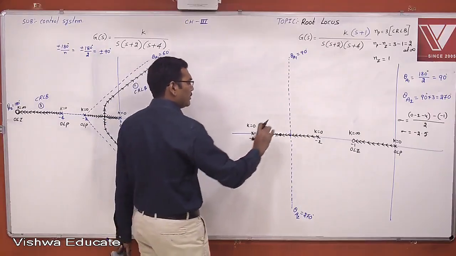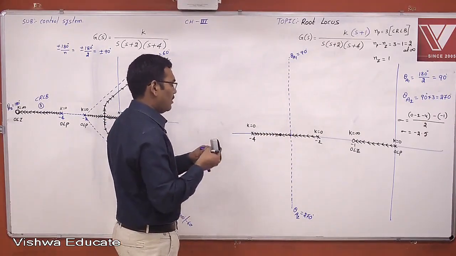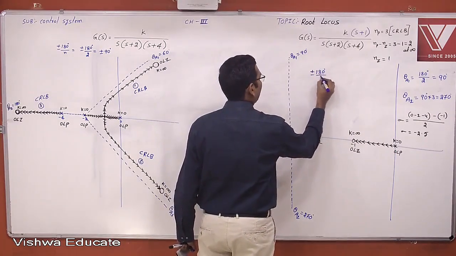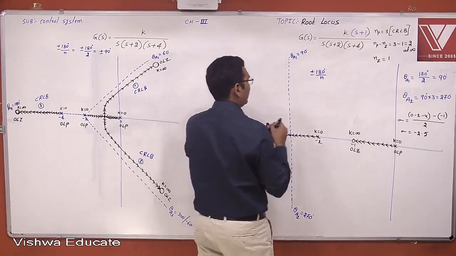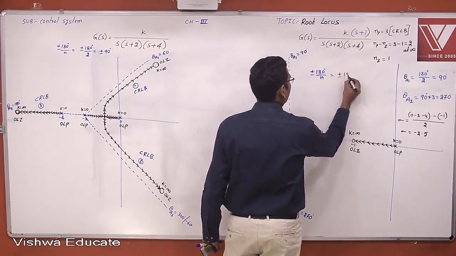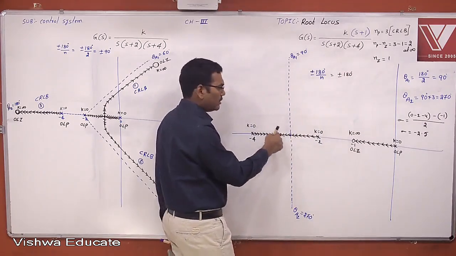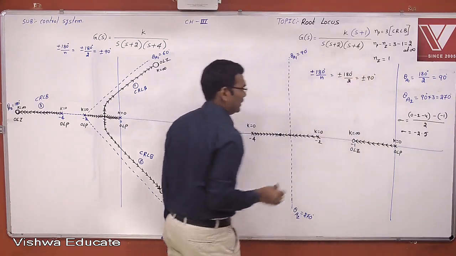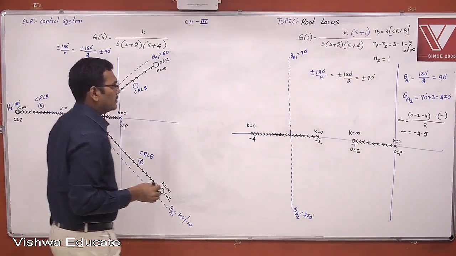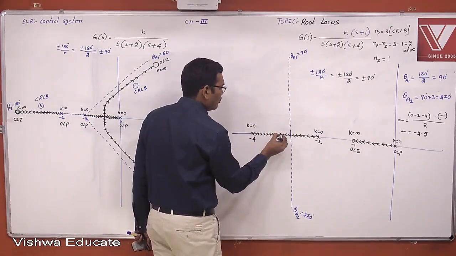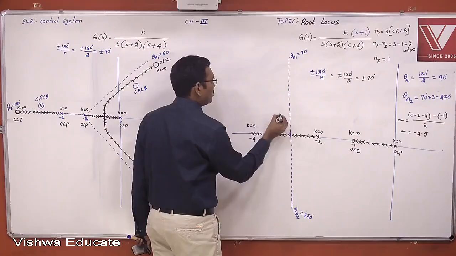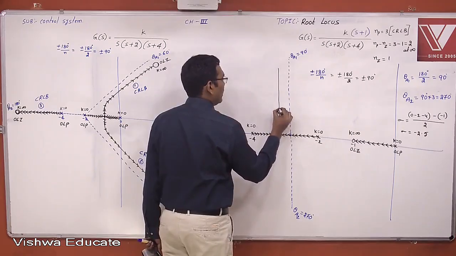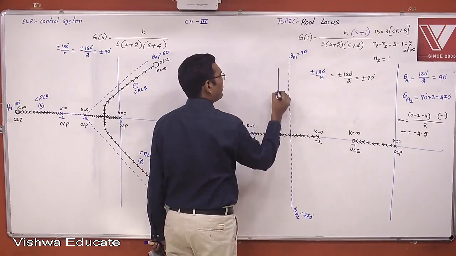After breakaway, it will leave the real axis with an angle of plus or minus 180 degrees by n, where n is the number of poles or zeros, which is 2. Therefore, the angle is plus or minus 90 degrees. As k is changing, the closed loop pole is moving in the plus 90 degrees direction, leaving. And after that, where will it follow? It will follow the angle of asymptote.